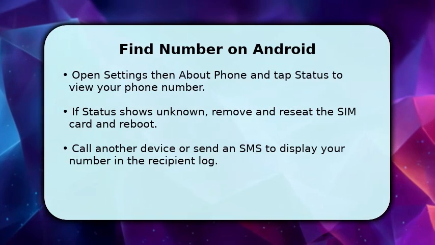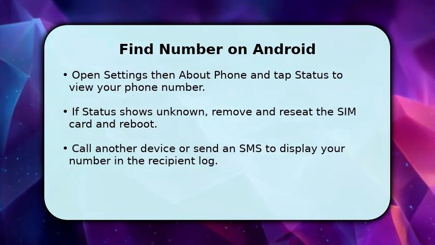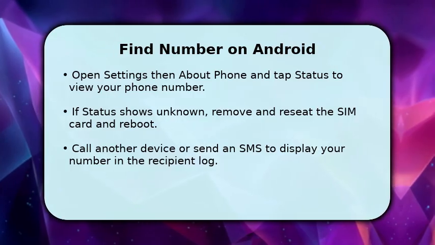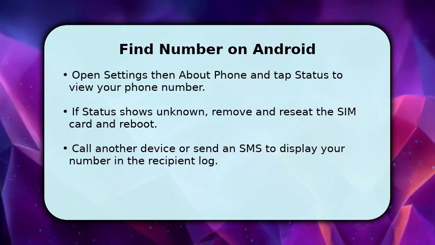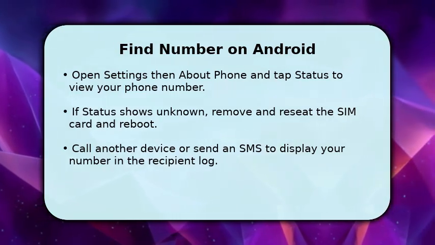Open Settings on your Android device and scroll to About Phone to begin. Tap Status or SIM Status to view the phone number listed there. If the number shows unknown, power off, remove, and reset the SIM card carefully. Reboot the phone and check status again to allow the carrier record to refresh.